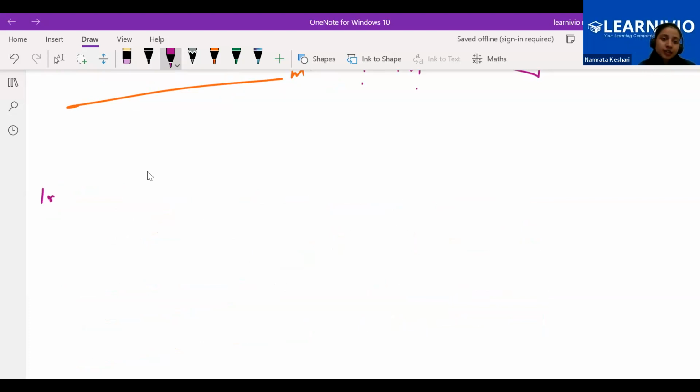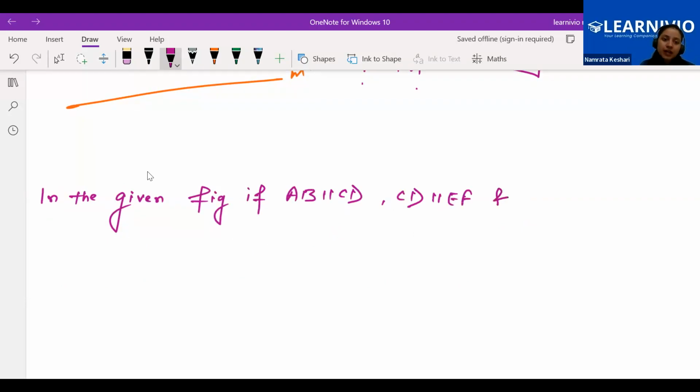In the given figure, if AB is parallel to CD and CD is parallel to EF and Y is to Z is equal to 3:7. Find X.